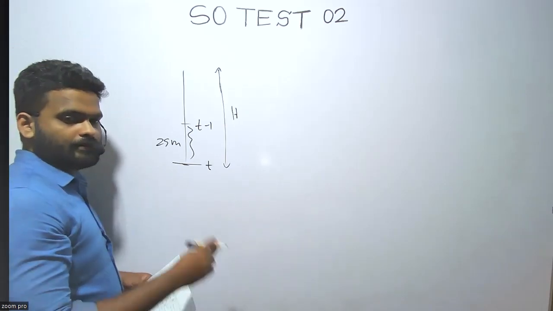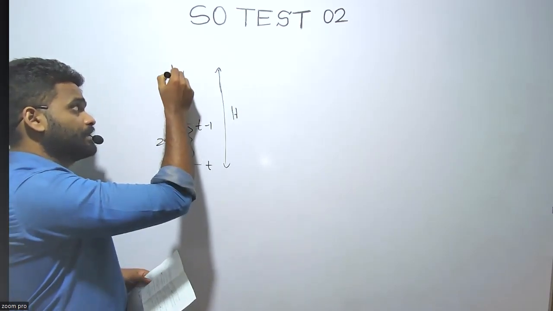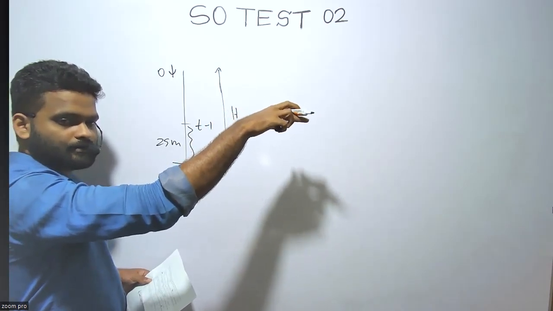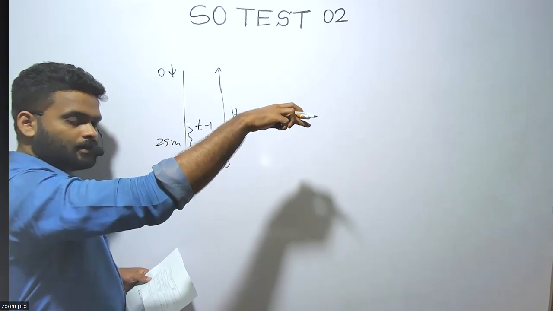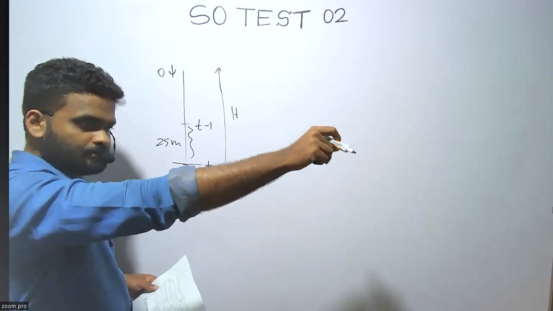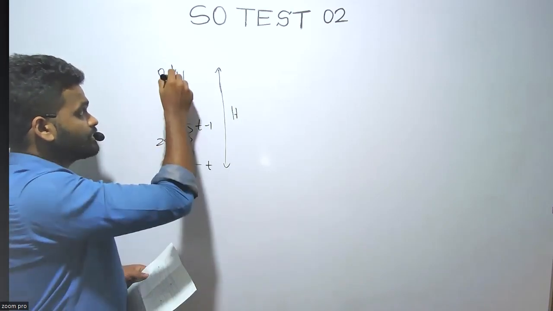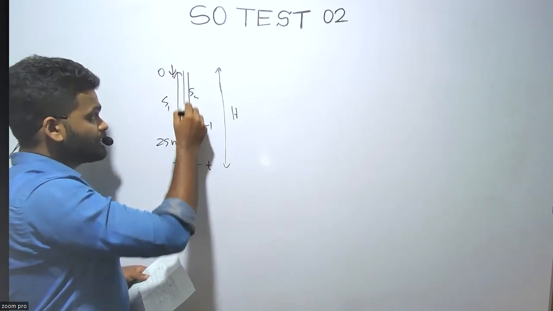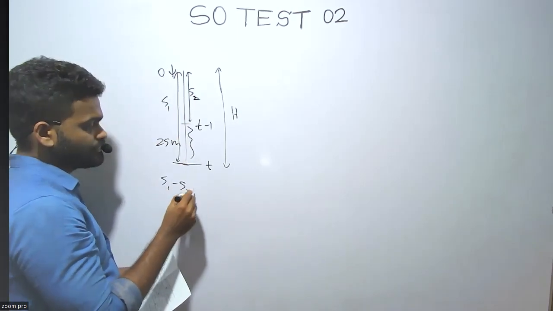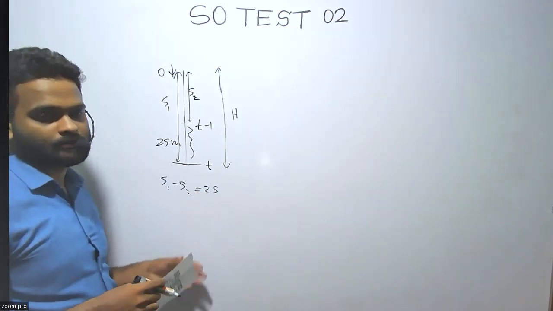So we already have done like 2 questions of this type. Initial velocity is 0 because it is dropped, right? When you drop something, initial velocity is 0. If you throw something downwards, then there's an initial velocity. But if you drop something, meaning it is released. Okay, from here to here, let's say the distance is S1. From here to here, let's say the distance is S2. Then this S1 minus S2 is equal to 25, right? Initial velocity is 0, so ut is 0.